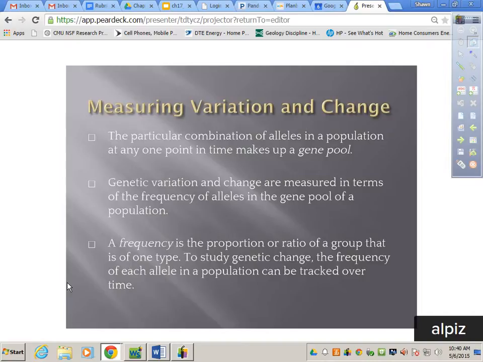Yes. So this is how we study frequency. We use a little bit of algebra. Pretty simple.